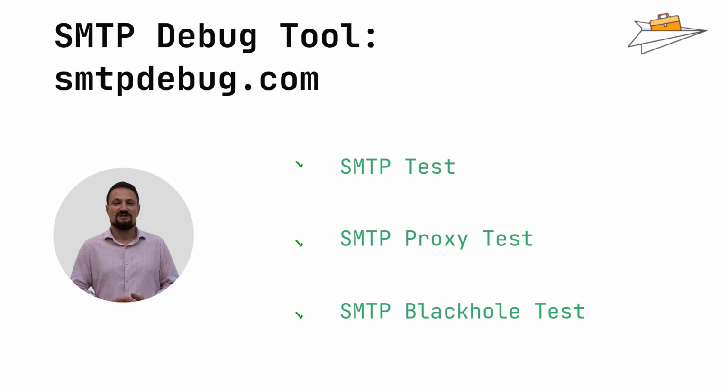And finally, SMTP black hole test. Want to test sending without actually delivering email to real users? This test accepts the email and discards it, so you can focus on debugging your app's behavior without worrying about spamming people. So, before you flip the switch to production, run these tests. They'll save you a lot of pain down the line.